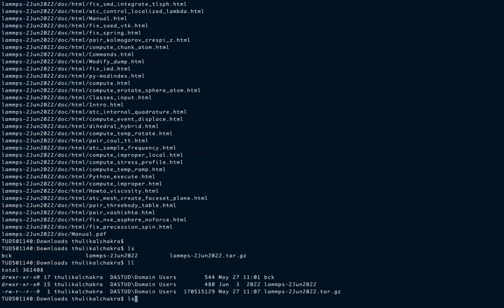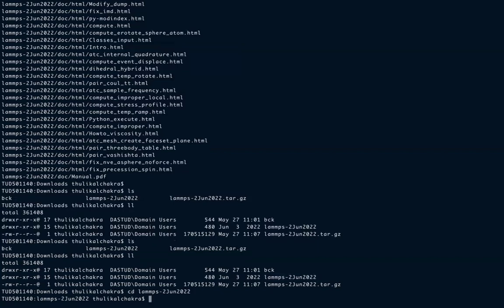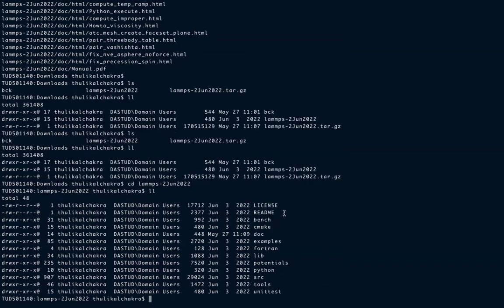If you now do an ls or an ll, it lists the folder that was previously not there. This is the folder which has now been unzipped. Now you can go inside this folder and once again look at the contents. And if you look at the contents, you have different folders here.